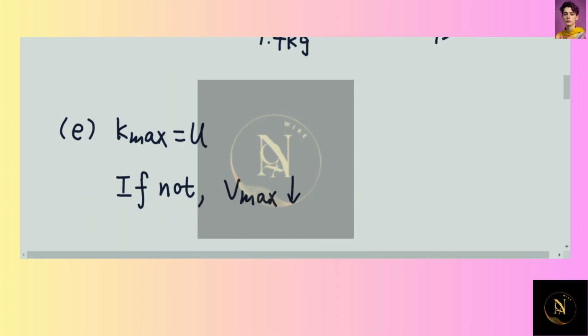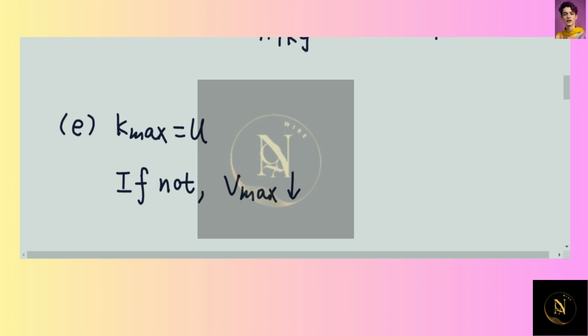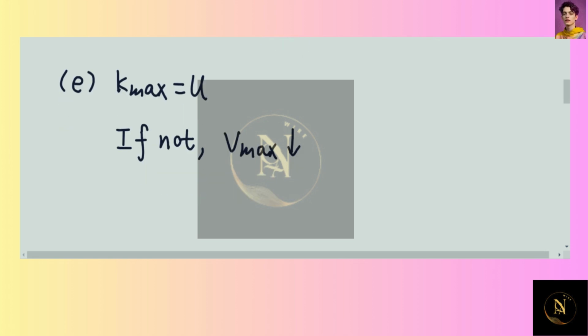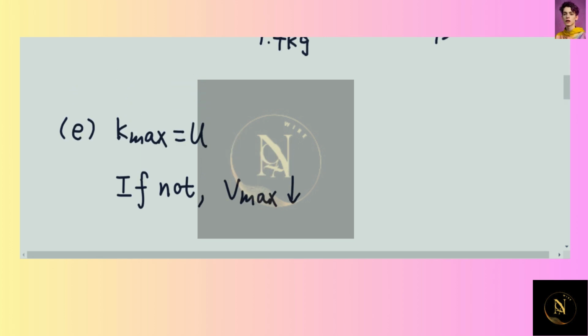And for the last question, the assumption I made is that the maximum kinetic energy is equal to the total energy of a system. So if the assumptions were not reasonable, the maximum speed will be decreased, okay? Since some potential energy will be subtracted from the total energy of the system, okay? So these are my answers for this question.